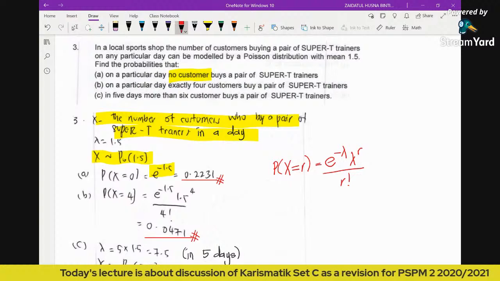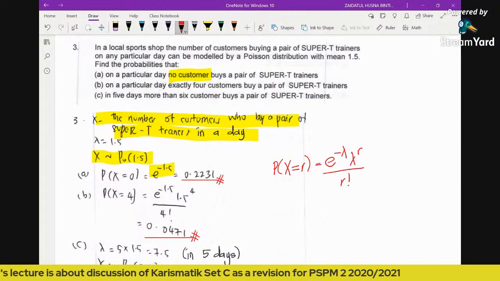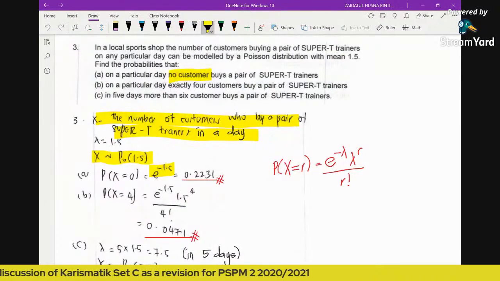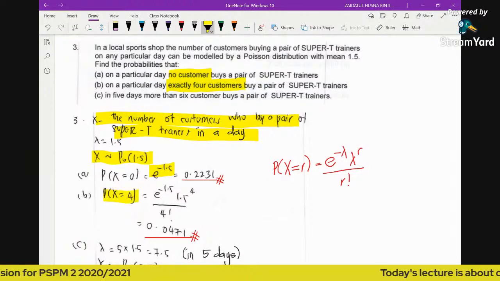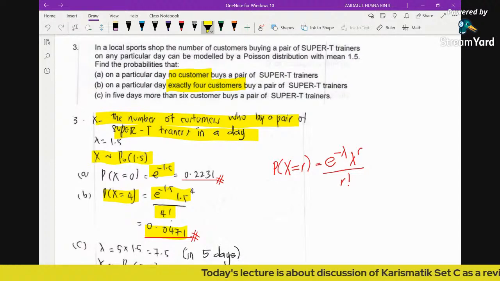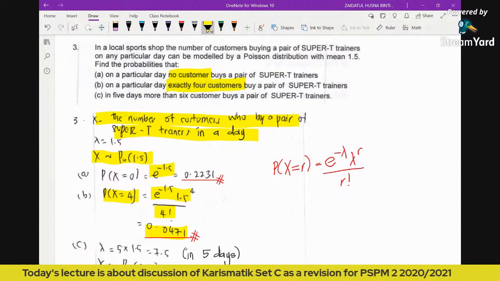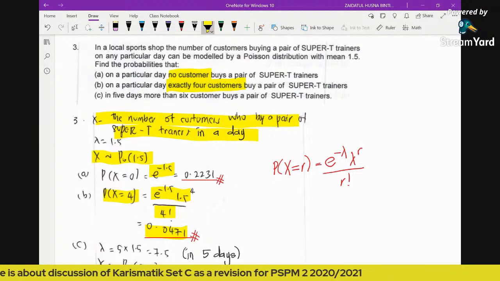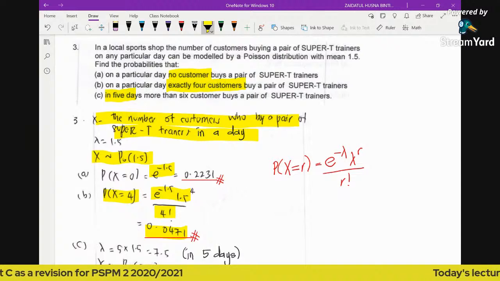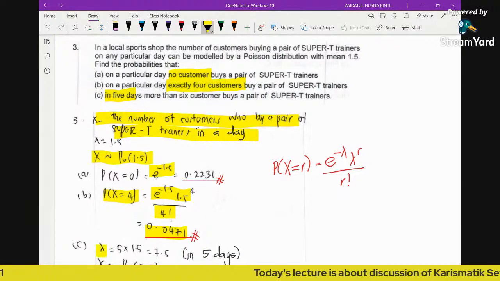Then next, the question says, on a particular day, exactly 4 customers. Since we are still talking about the number of customers in a day, exactly 4 customers means we need to find probability of X equals 4, and it's just about using the formula and pressing the calculator correctly, and you will get this answer. And next, you may see here, in 5 days. So you can see that the time interval has been multiplied 5 times. So in this case, the lambda has to be multiplied by 5.